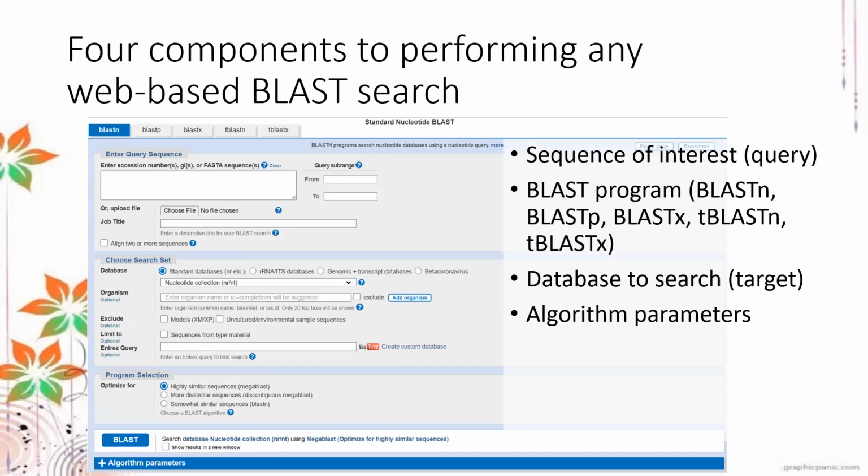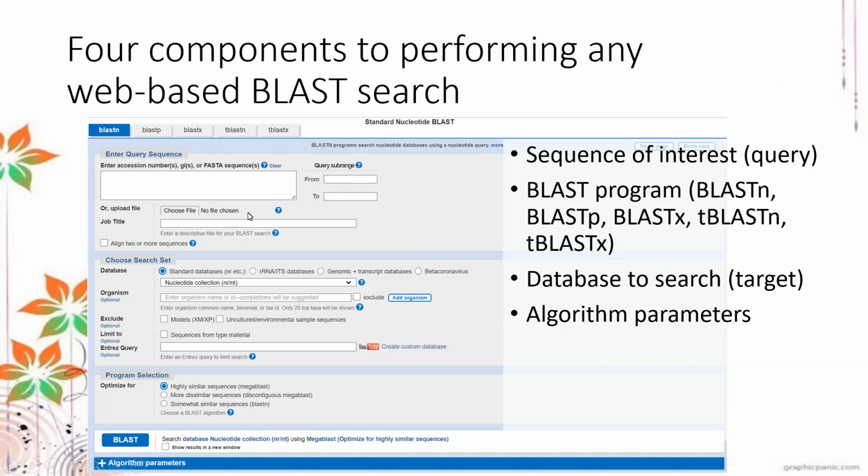So you have here your components. When you go to the NCBI BLAST, these are screenshots of the BLAST. This is for standard nucleotide BLAST, so as you can see, it's a BLASTN. Here are the four basic components when you perform any web BLAST search. First, the most glaring or obvious one is the query sequence. Here you would enter your query. You can either enter it or upload it as a file.